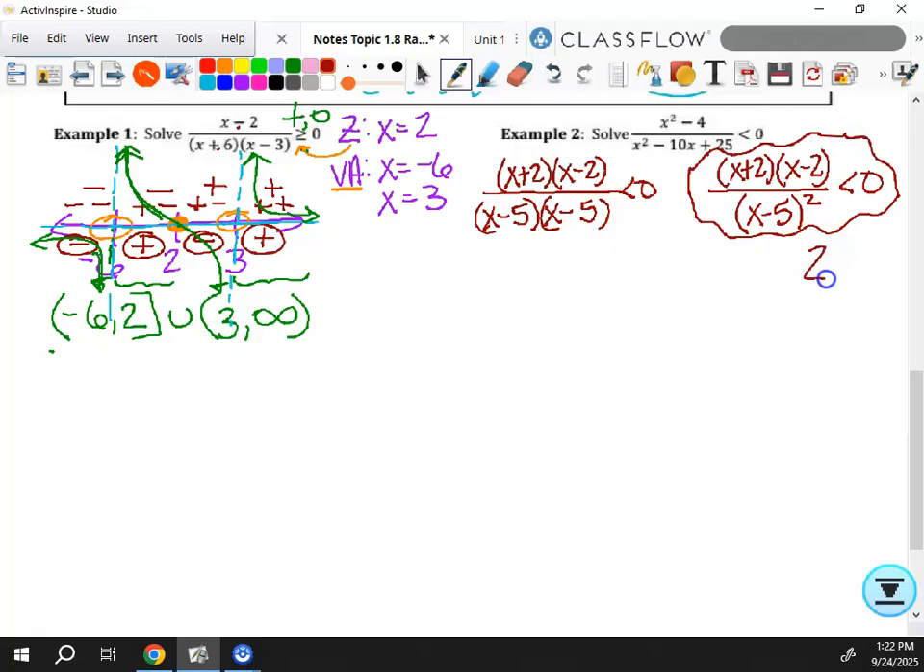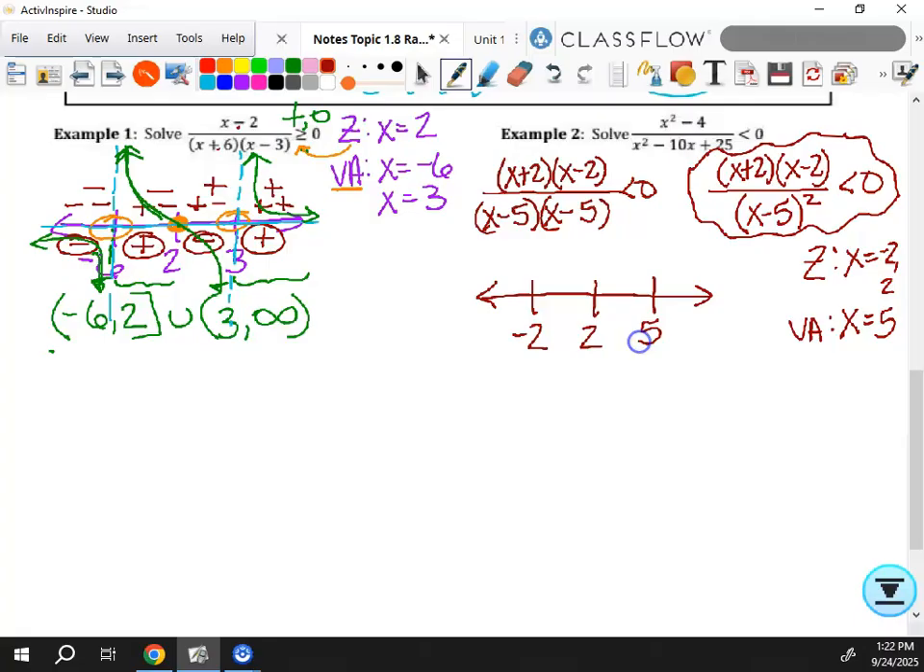How many zeros am I going to have? 2. I have one at x equals -2 and 2. My vertical asymptotes, I have 1, right, at x equals 5. So once again, I have 3 things that go on my number line. I got a -2, 2, and 5. Vertical asymptotes, always open. This is open.